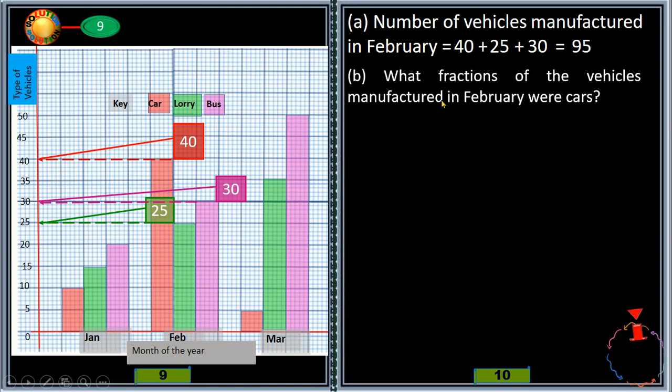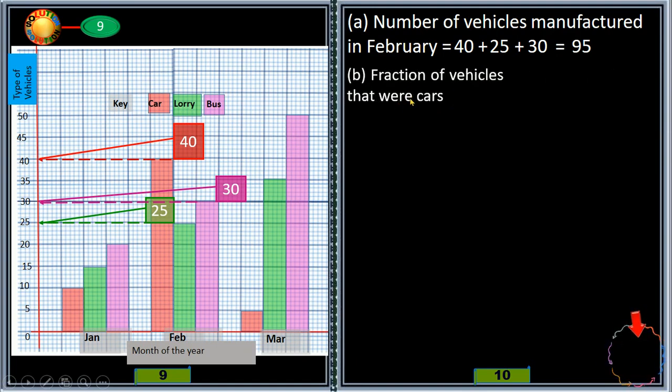Now the next question: what fraction of the vehicles manufactured in February were cars? In February, we have how many cars produced? 40 out of the 95 vehicles. Now, what would be the fraction of the number of cars to the total number of vehicles manufactured in February? The fraction of vehicles that were cars in the month of February will give us the number of cars divided by the number of vehicles produced in the same month of February.